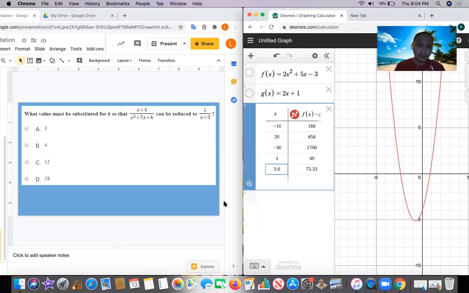Why? I will read. What value must be substituted for k so that x plus 4 over x squared plus 7x plus k can be reduced to 1 over x plus 3? Oh, that is reducing. Now we are not asked about the equivalent, but we are asked to find one part of the question that can make the question under reduced form equal.